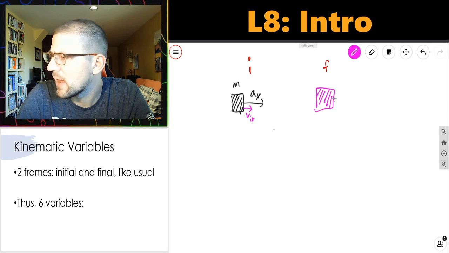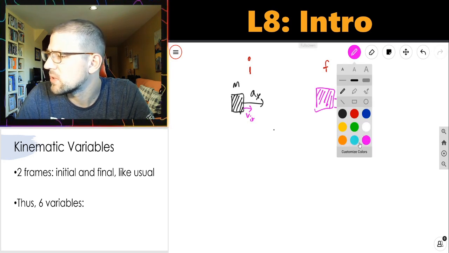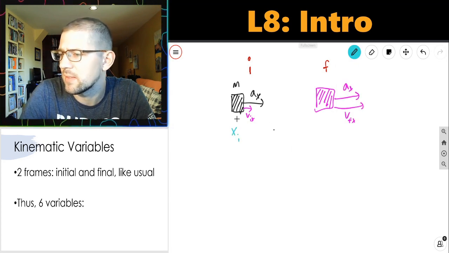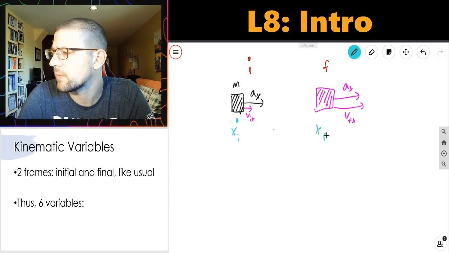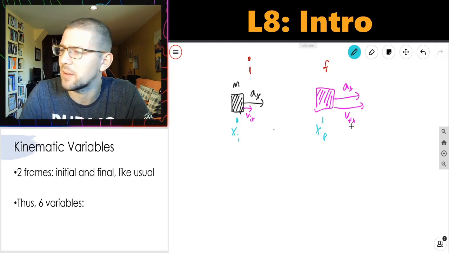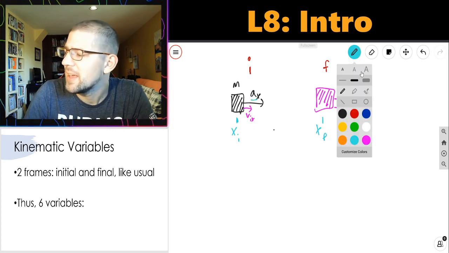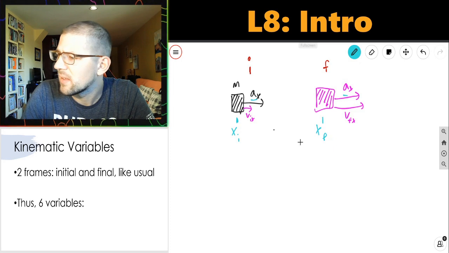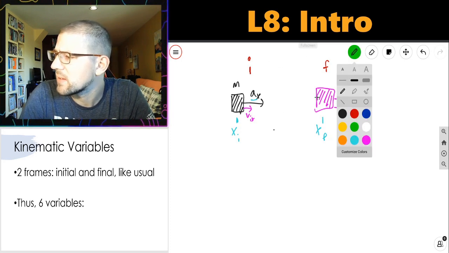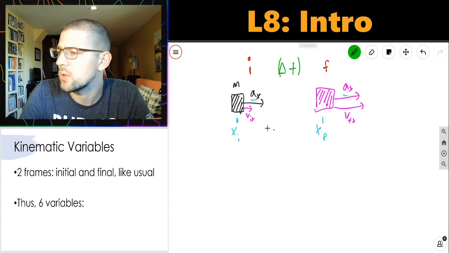So it's going to have that same uniform acceleration, say. It'll have a new final velocity, and it'll have a new position. So over here it has an x initial, that's where it is right now. Over here it's at x final. So these are 5 of the 6 kinematic variables. I don't count acceleration because it's constant, so it's just the same thing twice. But the last thing is a notion of time evolution. There's some change in time between these 2 frames. So there's my 6th variable.